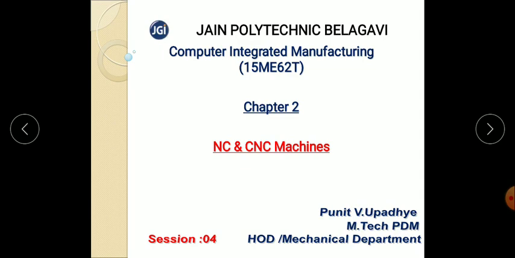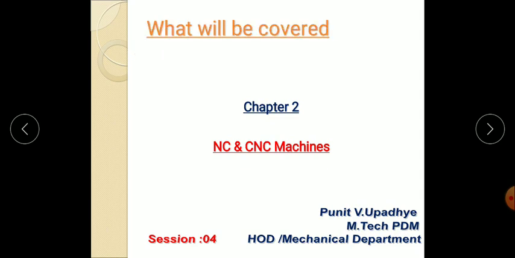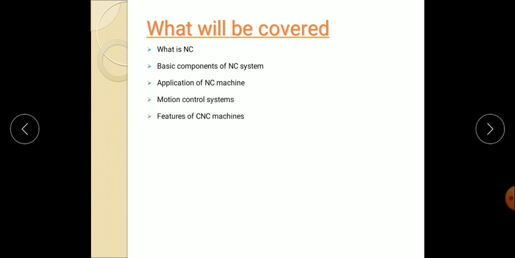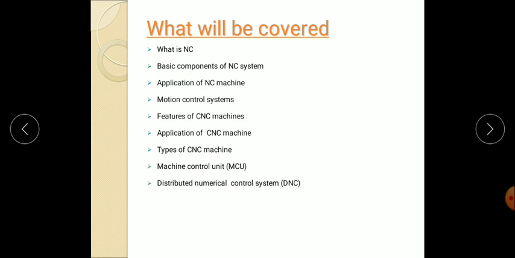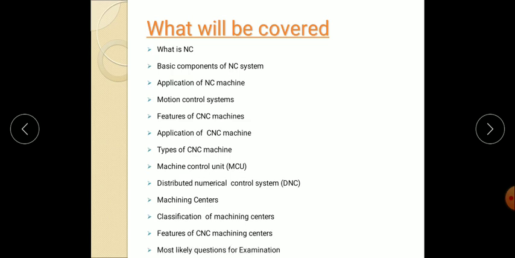examination. So in this session, that is session 4, we are going to start with a new chapter, that is NC and CNC machines. So what will be covered in this session? First one, what is a NC? Basic components of NC system, application of NC machine, motion control systems, features of CNC machines, application of CNC machine, types of CNC machine, machine control unit, distributed numerical control system, machining centers, classification of machining center, features of CNC machining center, and at last most likely questions for the examination.